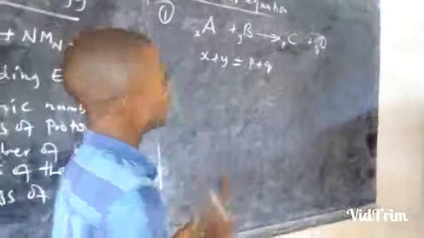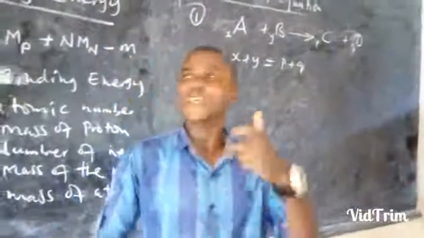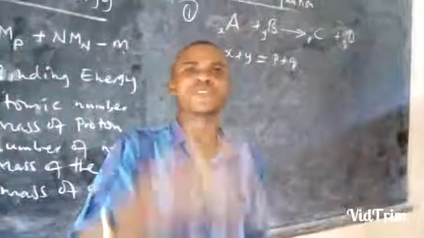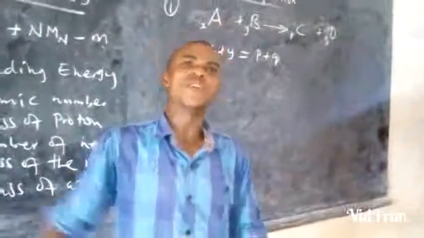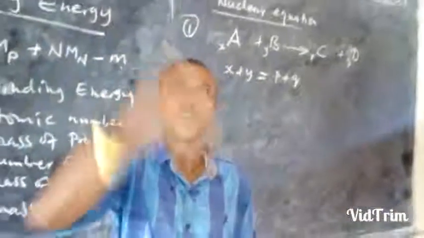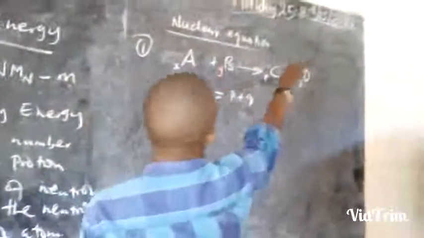Now the second law says the sum of the mass numbers on the left must be equal to the sum of the mass numbers on the right. That means when you add all the mass numbers on the left, whatever answer you get will be the same as adding all the mass numbers on the right. We know very well that the mass numbers are the figures written at the top.